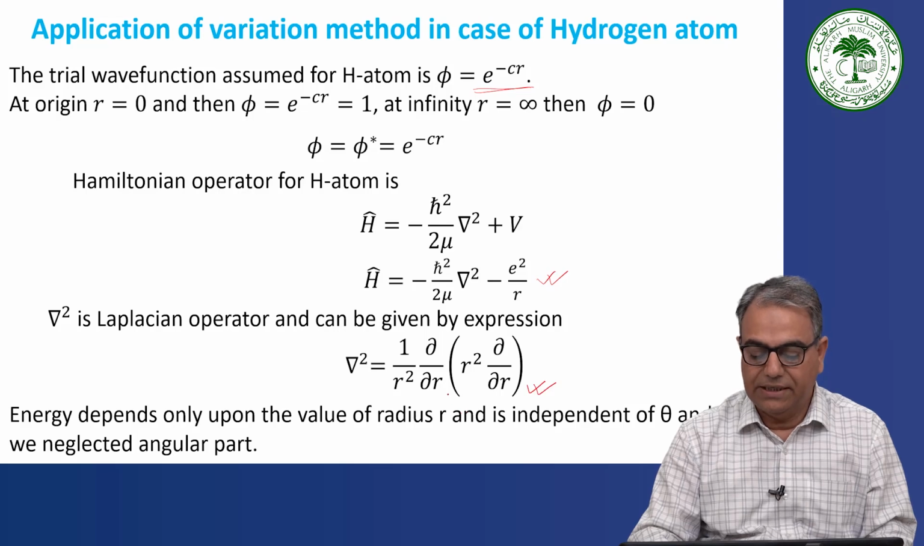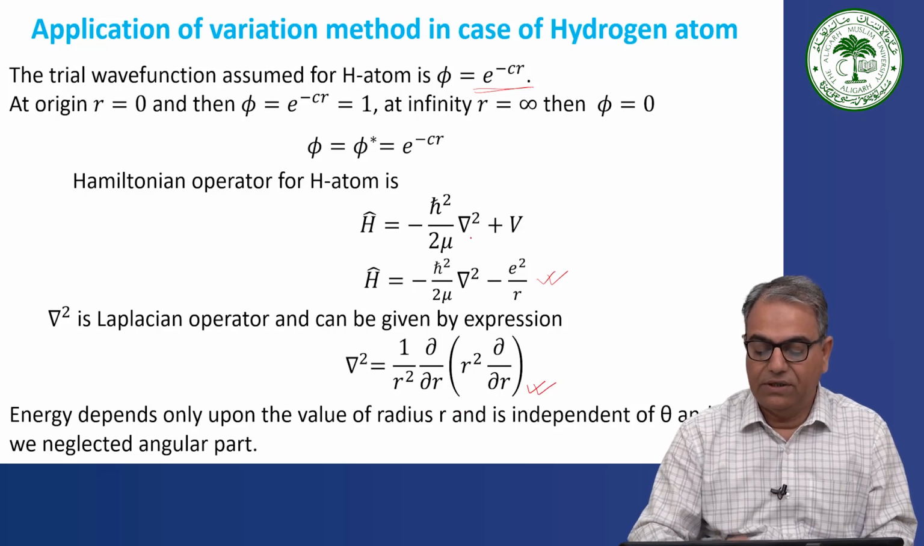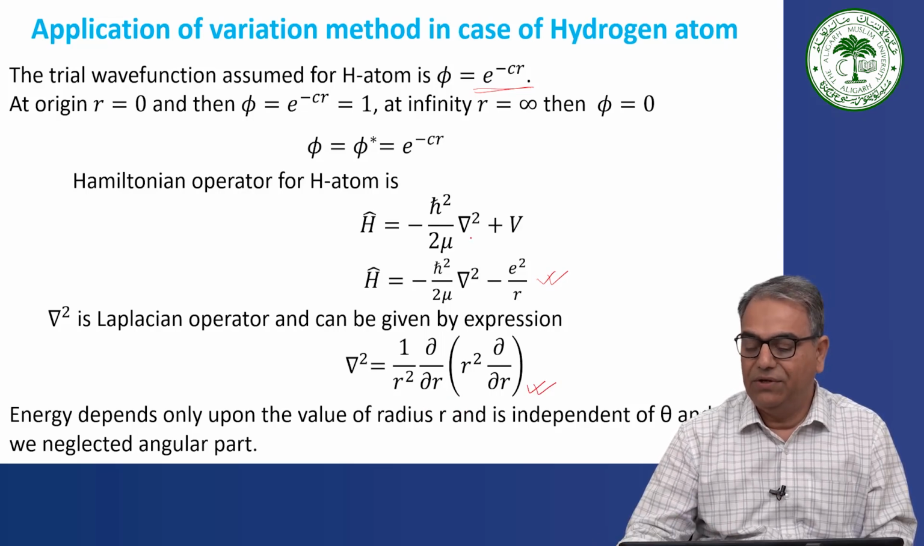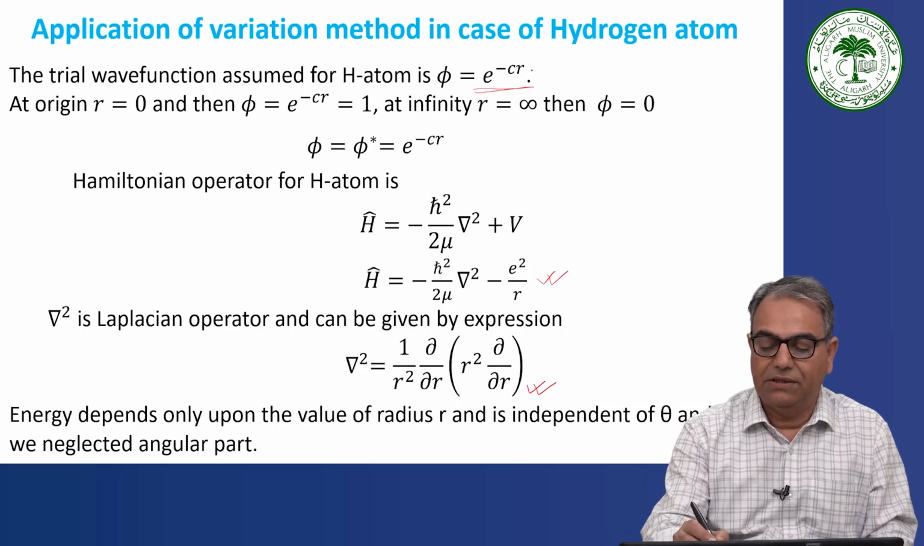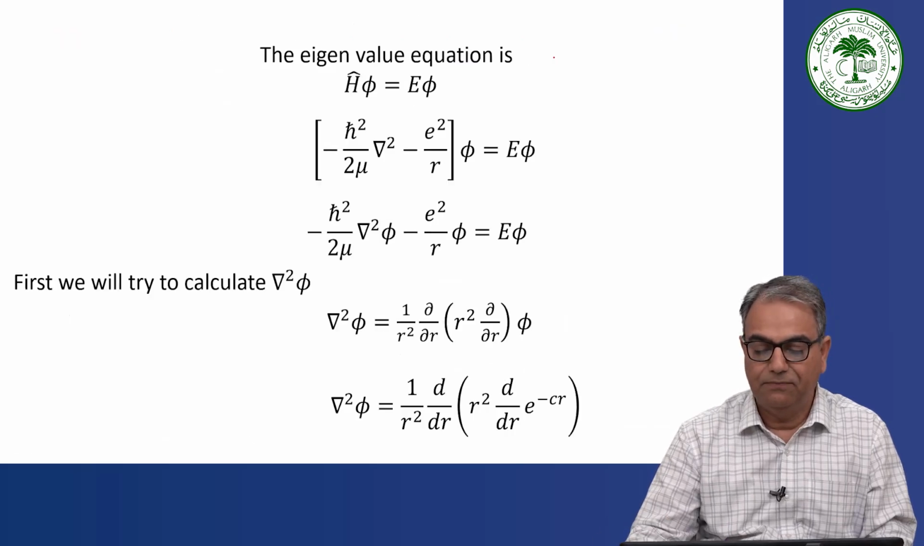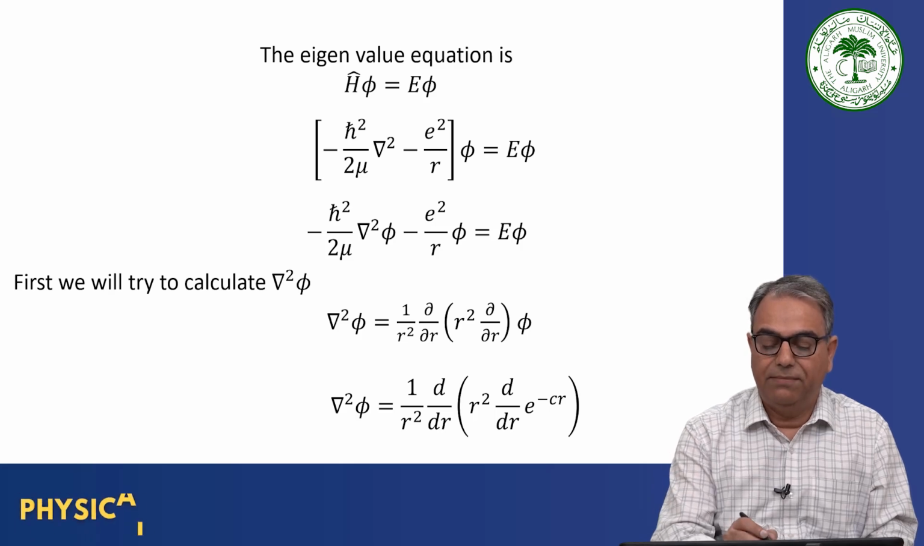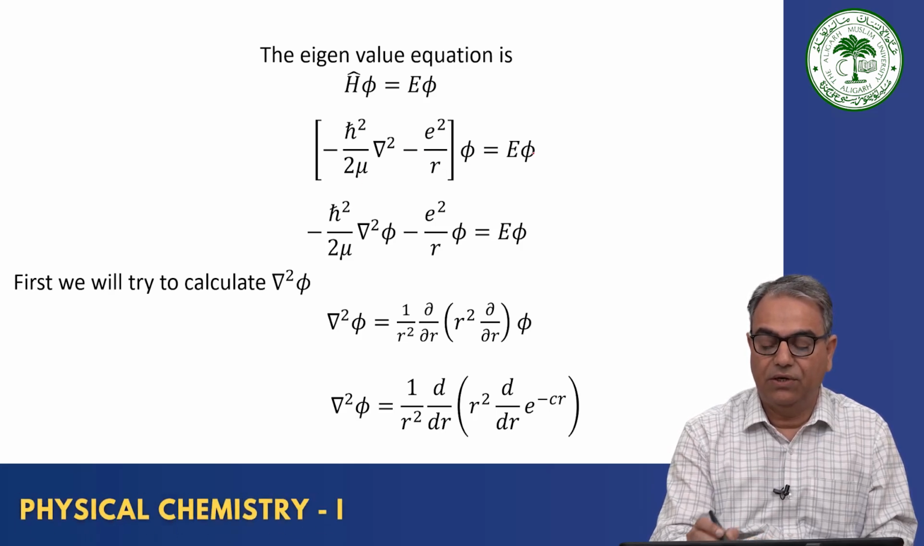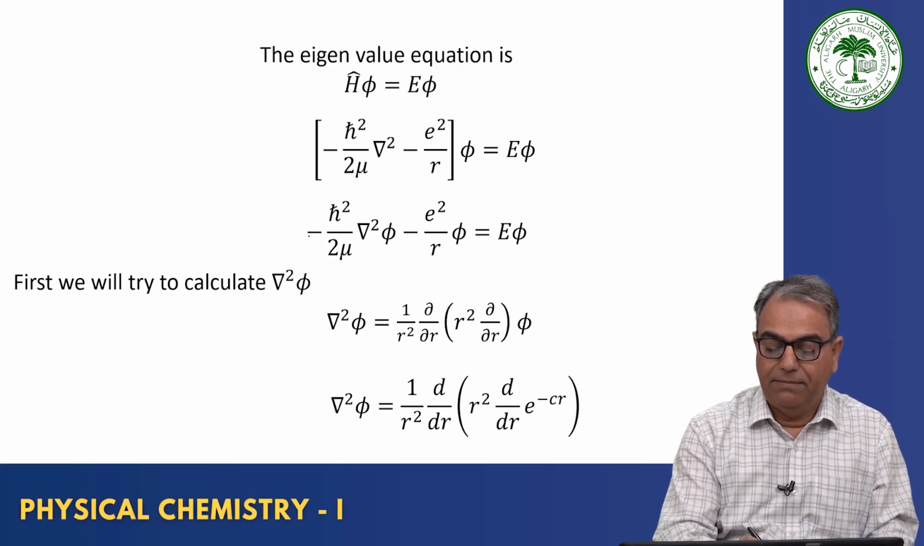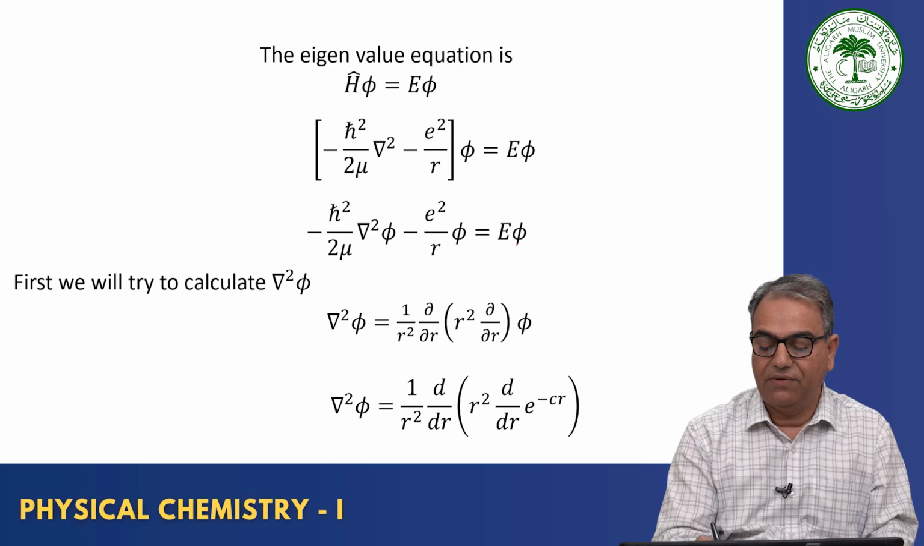So I started taking this Laplacian for the Hamiltonian, and then with the help of the trial function exponential minus CR, we wrote this equation: H phi is equal to E phi. So minus h cross square divided by 2 mu del square minus e square by R, acting on phi, is equal to E phi. That is, minus h cross square divided by 2 mu del square phi minus e square by R phi is equal to E phi. It's the same thing.